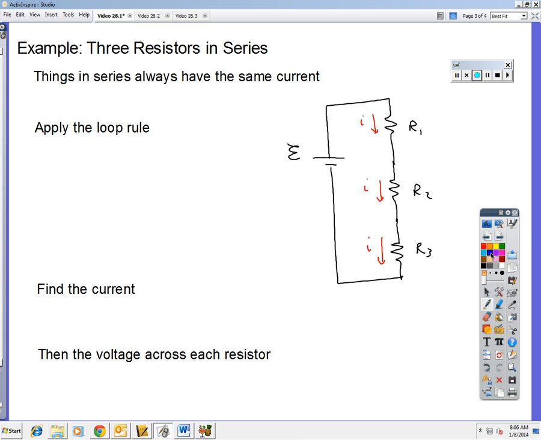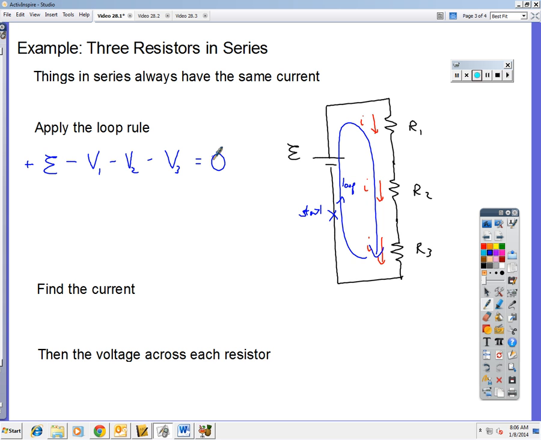Now I'll apply the loop rule, and I'll have my loop go in this direction. So if I start here, the first thing I do is I go across the battery, and I'm going negative to positive, so I'll add the EMF. And the next place I go is through R1, and I'm going in the same direction of the current, so I will subtract voltage V1. For the same reason, I'll subtract voltage V2 and voltage V3, set that all equal to 0.